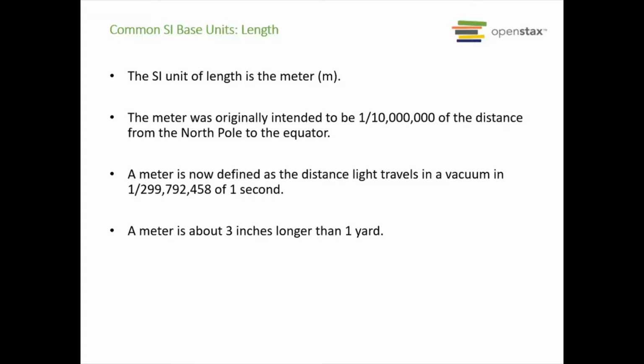So now let's start talking about the individual types of units. The SI unit of length is the meter. And this was originally intended to be 1/10,000,000th of the distance from the North Pole to the equator. And now it's defined as the distance light travels in a vacuum in 1 over about 300 millionth of a second. Yeah, it doesn't really matter. A meter is about 3 inches longer than a yard.